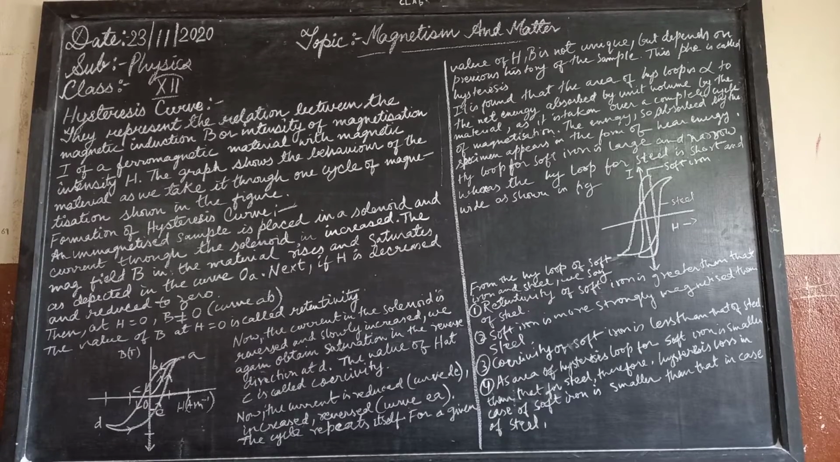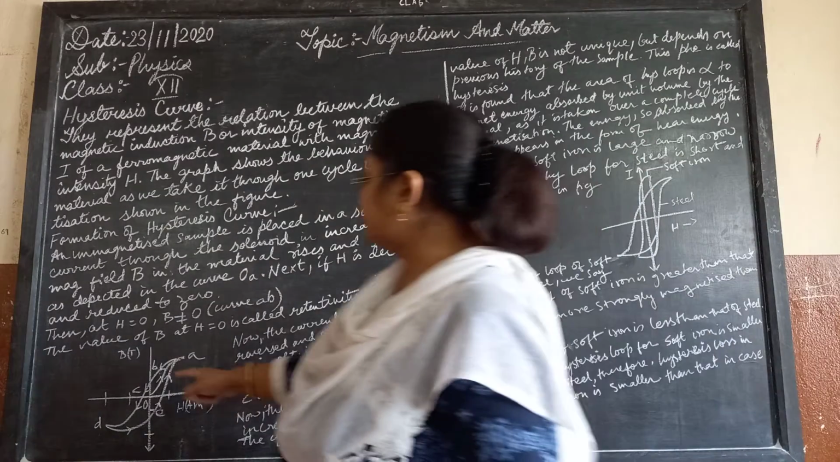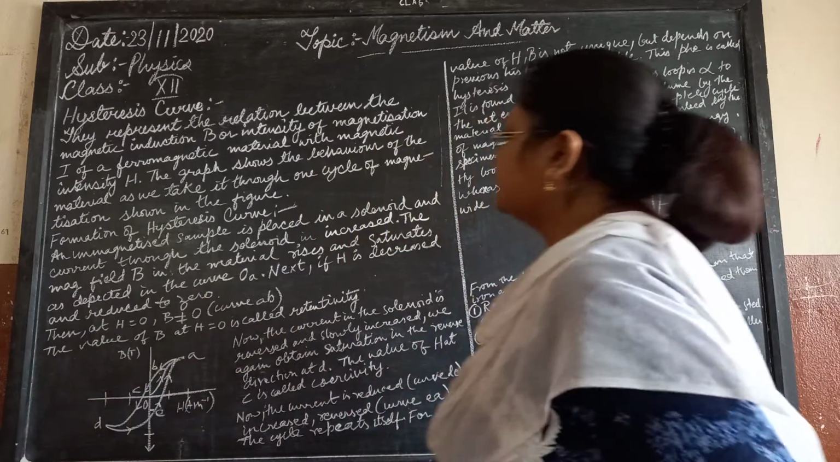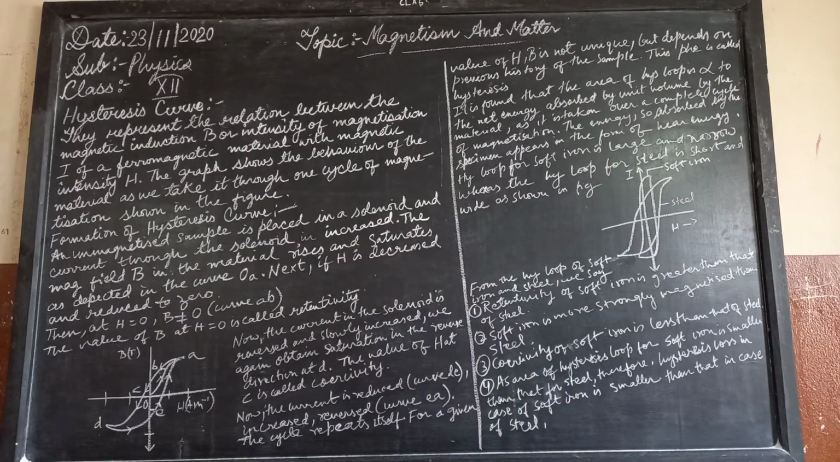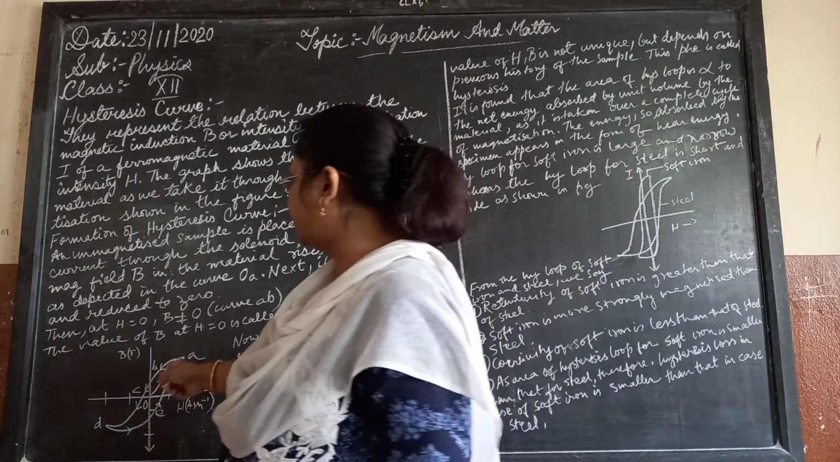The unmagnetized sample is placed in the solenoid and the current through the solenoid is increased. The magnetic field B in the material rises and saturates, as depicted in the curve OA. Next, if H is decreased and reduced to 0, then at H equal to 0, B is not equal to 0, curve AB. So AB is the curve where we have this particular value.